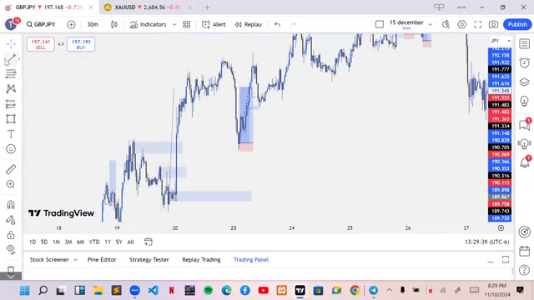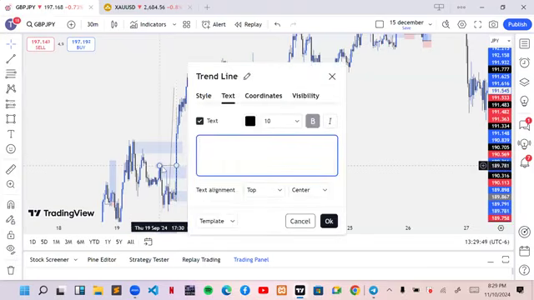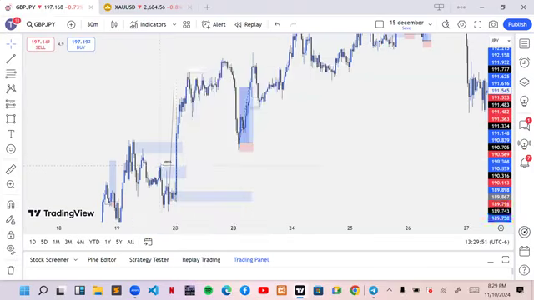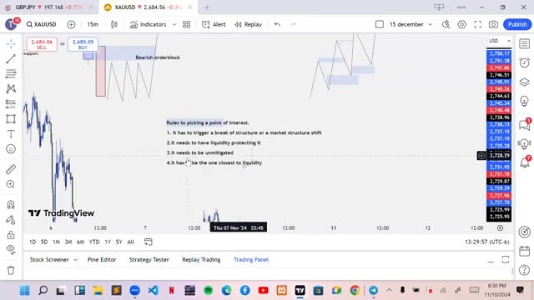So first of all, we identified our first part of the strategy, which is a market structure shift, because the rule says the POI has to trigger a shift in market structure or a break of structure. So button one, a market structure shift, the first part of the rules of picking a point of interest has been fulfilled. The second one says it needs to have liquidity protecting it.